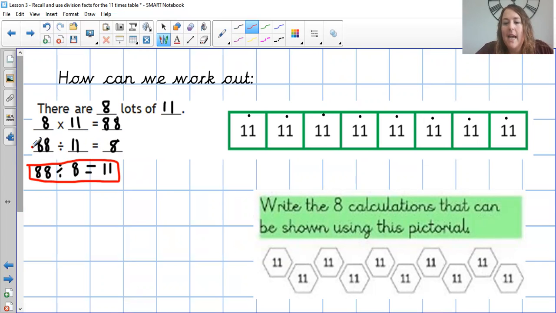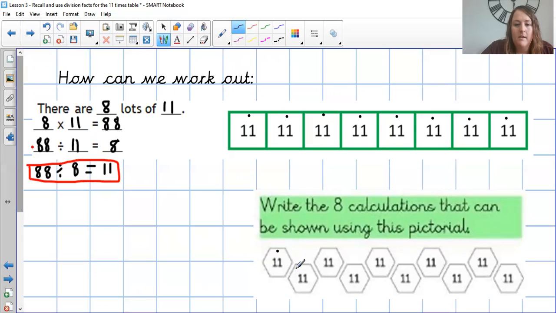Okay, the bottom one: write the 8 calculations that can be shown using this pictorial. So again, there are hexagons showing 11. How many hexagons are there? Again, if you want to pause the video and have a go at this, I know you'll be able to do the 4. If you want to have a go at the 8 before I show you the answers, just have a go at doing them the opposite way round, so showing that equal sign nearer the beginning. Hopefully we will have a go at those.